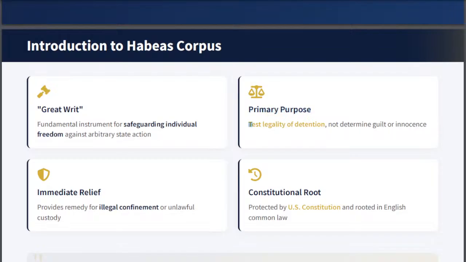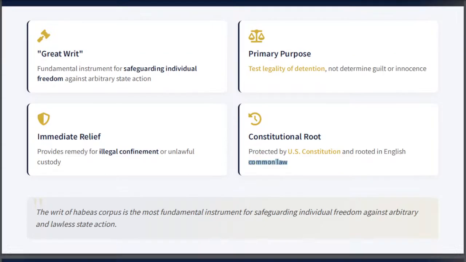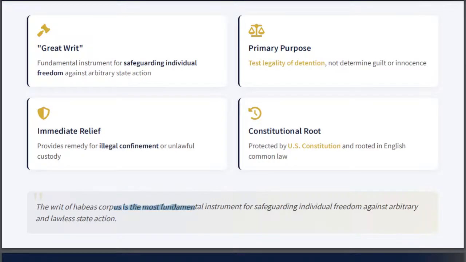Its primary purpose is to test the legality of a detention. The primary purpose, not the only purpose, but it's not for determining guilt or innocence. It's an immediate relief. It provides remedy for illegal confinement or unlawful custody. This has constitutional roots. It's protected by the U.S. Constitution, and it's rooted in English common law. The writ of habeas corpus is the most fundamental instrument for safeguarding individual freedom against arbitrary and lawless state action. So, very important. Let's continue.